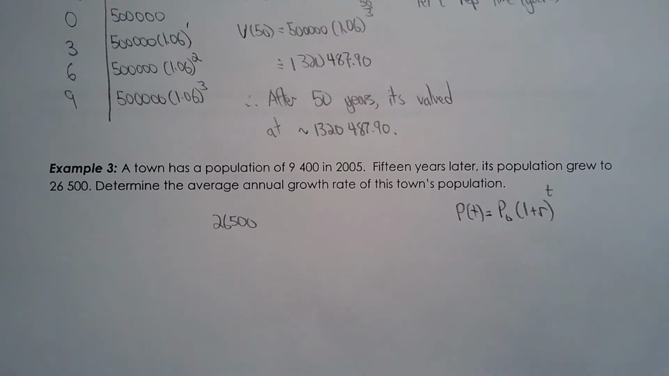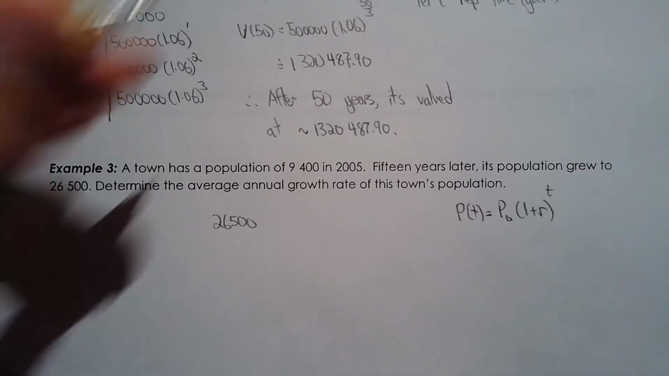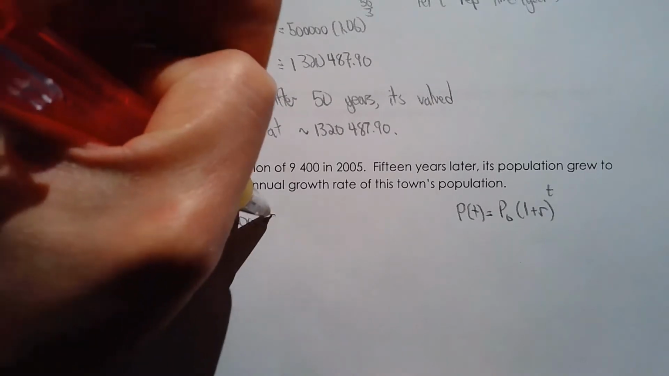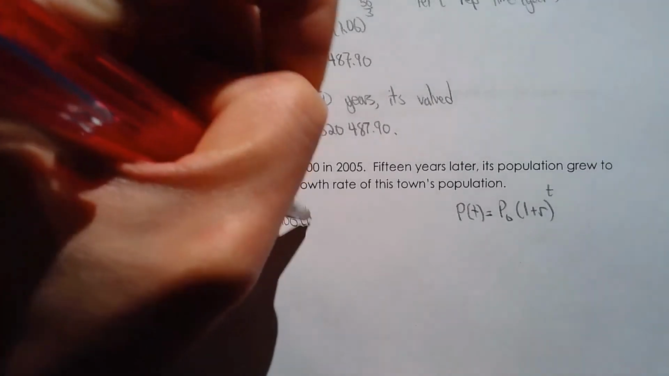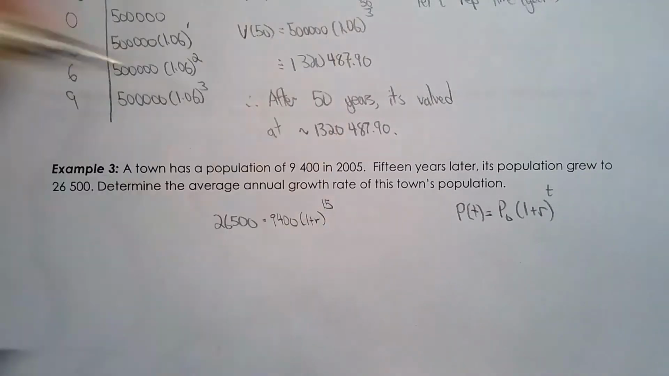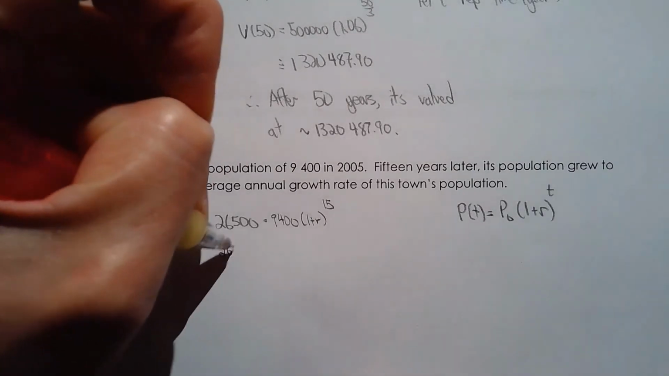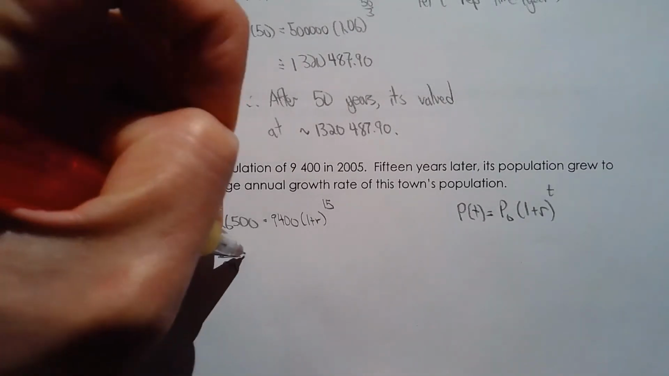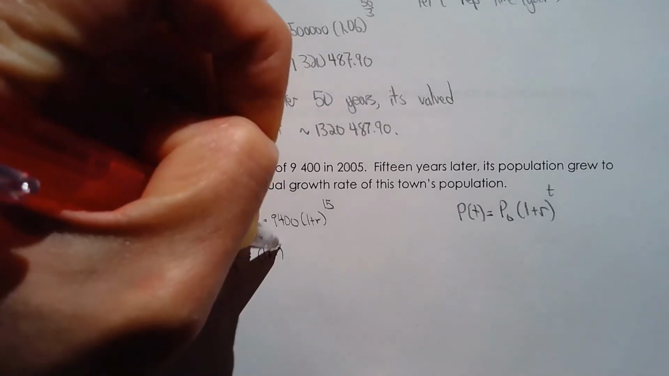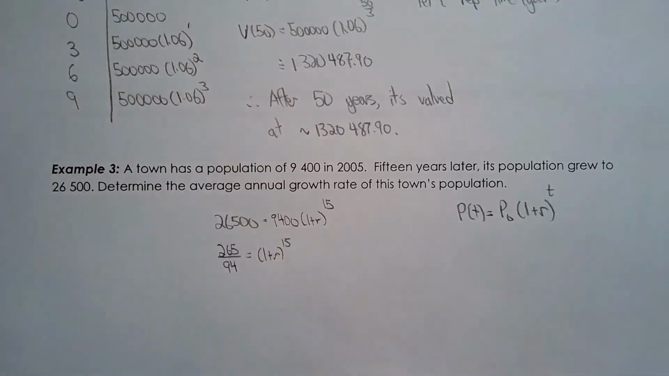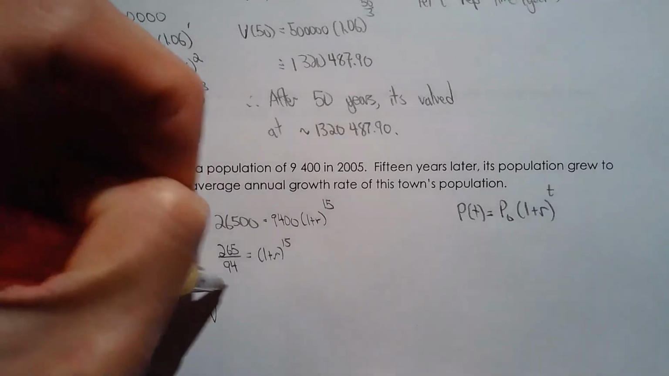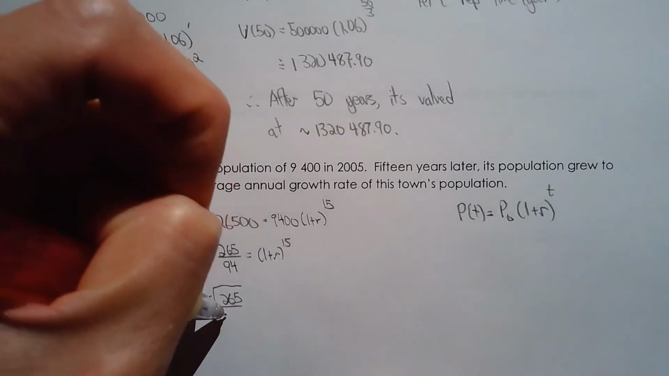So I know the population 15 years in the future is 26,500. I know the original population is 9,400. All right, so there you go. Let's solve for the growth rate. So 265 over 94. Let's take the 15th root of both sides, and I'm going to subtract 1 to get r. So let's approximate that.